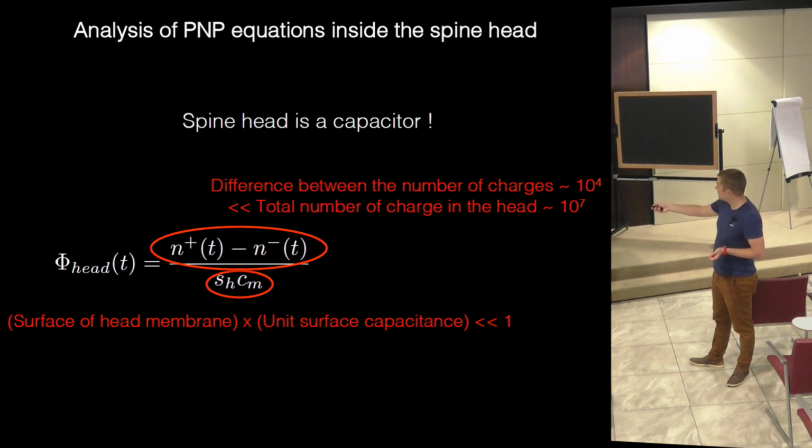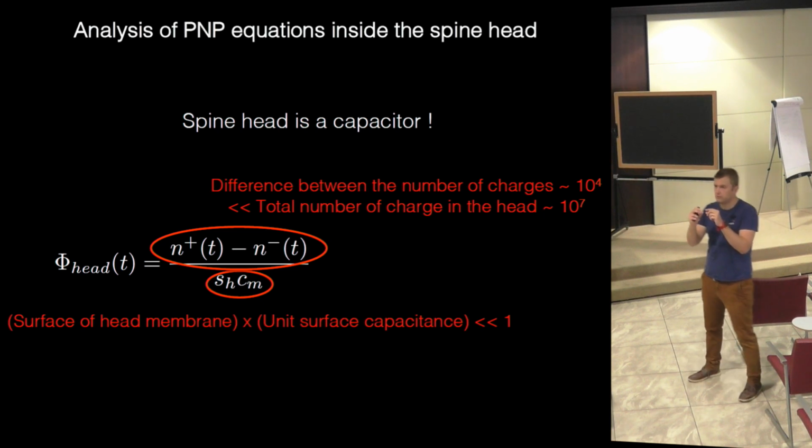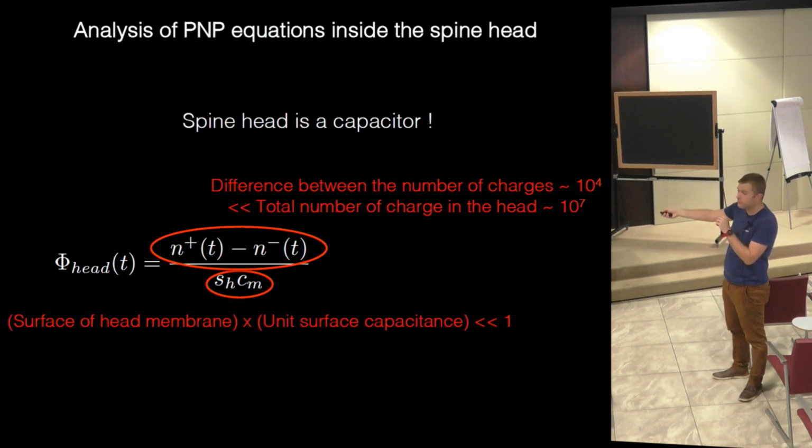Then a typical potential of, for example, 100 millivolts, which is very high. Typically, it's 20, 30 millivolts. Then the number of charges that you need to elevate your potential by 100 millivolts is like 10,000, compared to the total number of charges in the head when you have an equal concentration, which is like 10 million. So there are very few. And this is due to this very small capacitance.